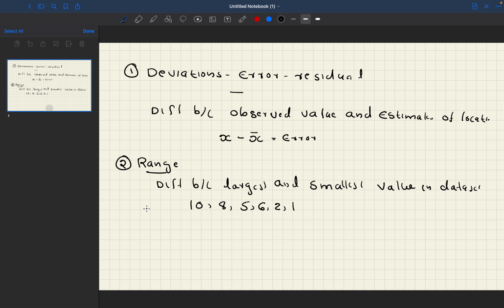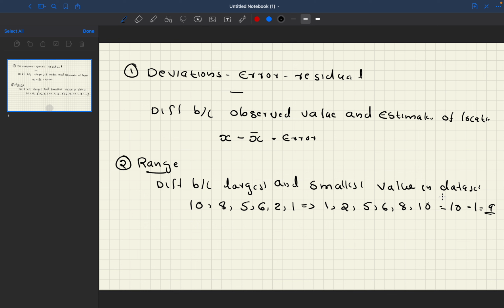To calculate the range, the first step is to sort it. So it is 1, 2, 5, 6, 8, 10. Then we need to see the difference between the largest and the smallest value in the data set. Here the largest value is 10 and the smallest value is 1. So the difference is 9, and this is the range value.